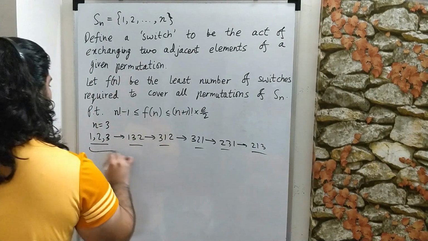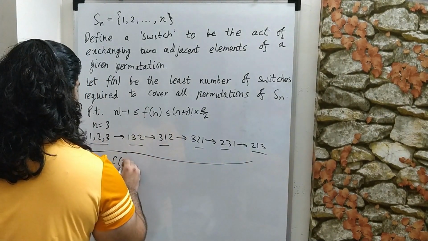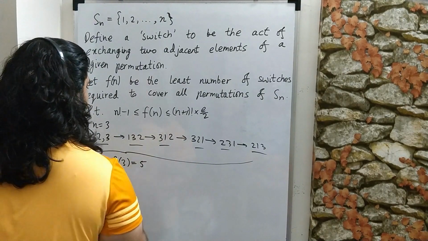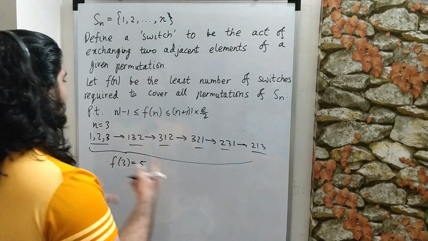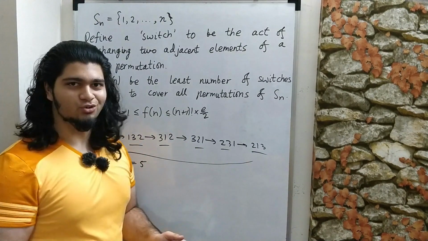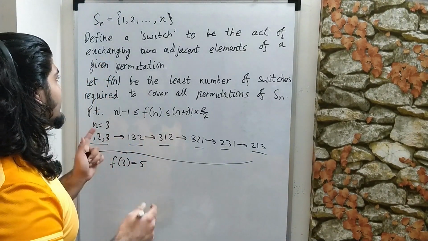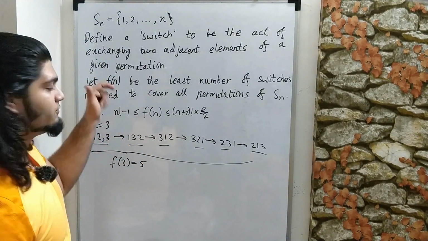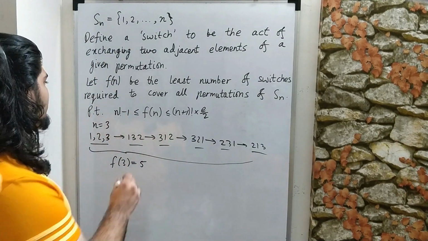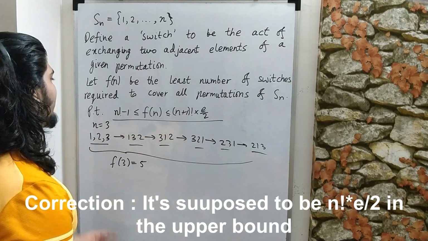So over here we see that f of 3 is equal to 5, because this is the least number of switches required and it's 5. That way we define f of n for any general n, and we have to prove this relation for f of n.